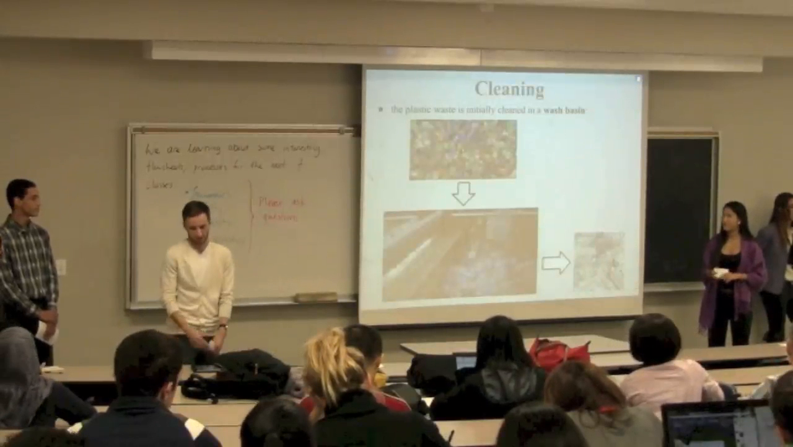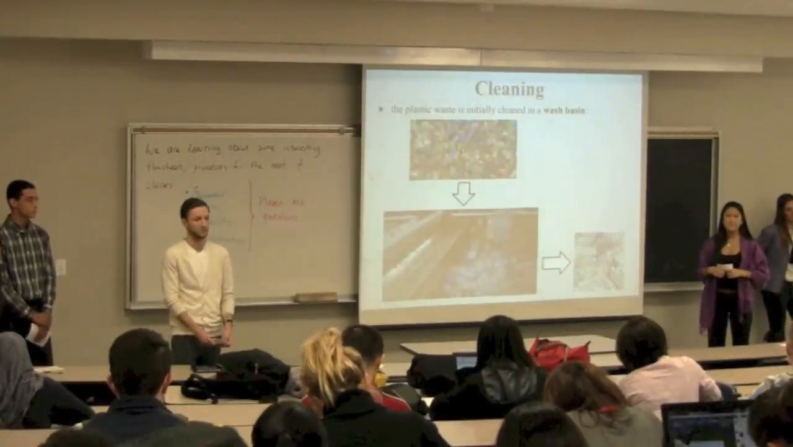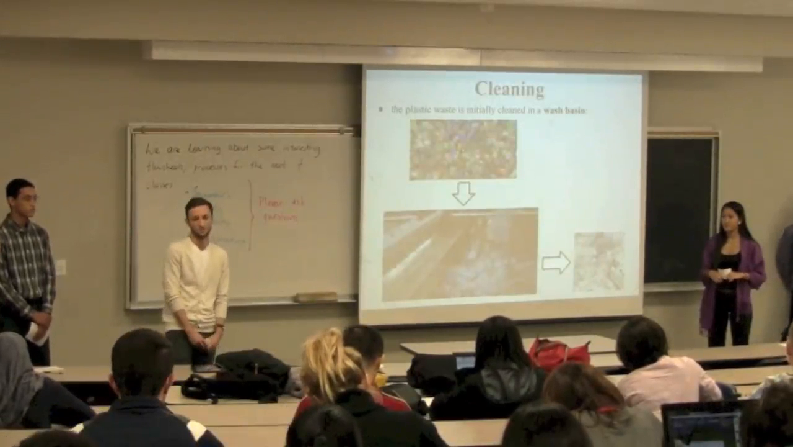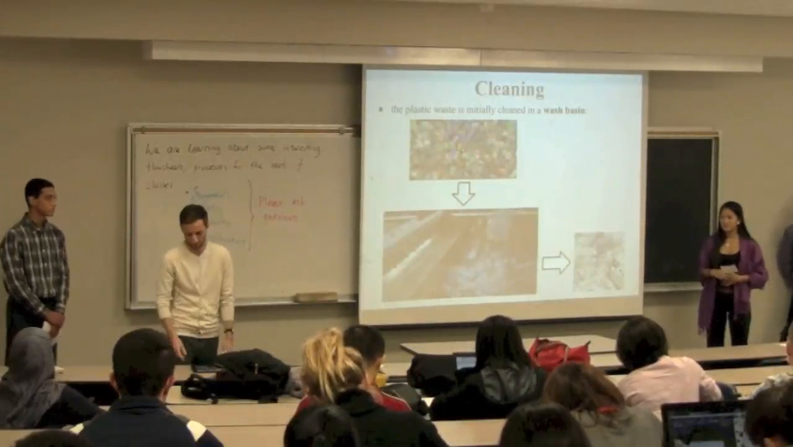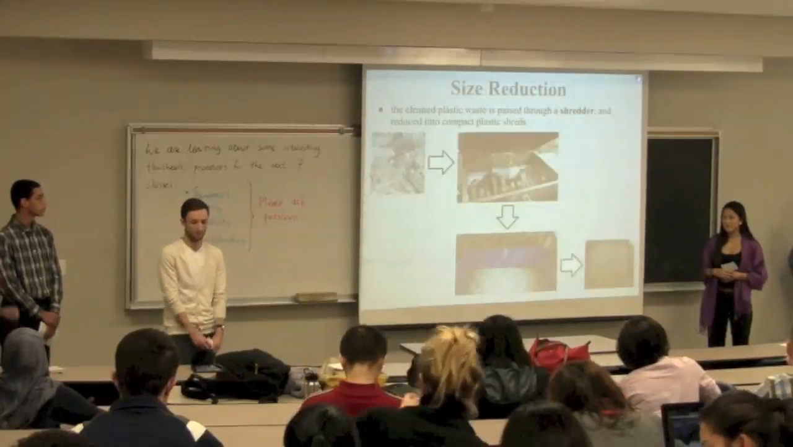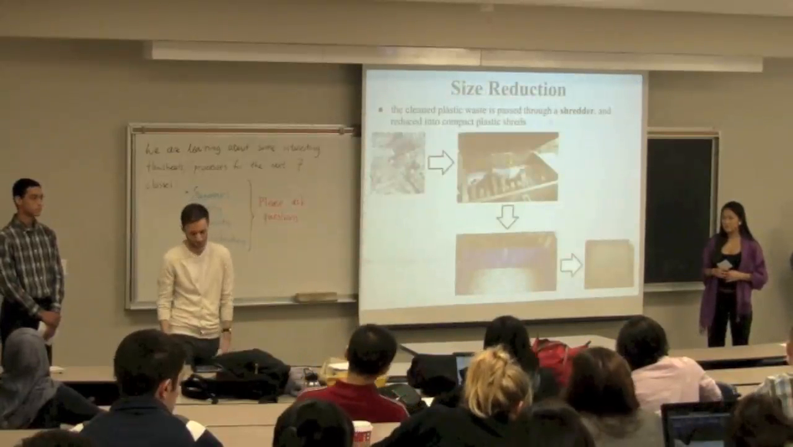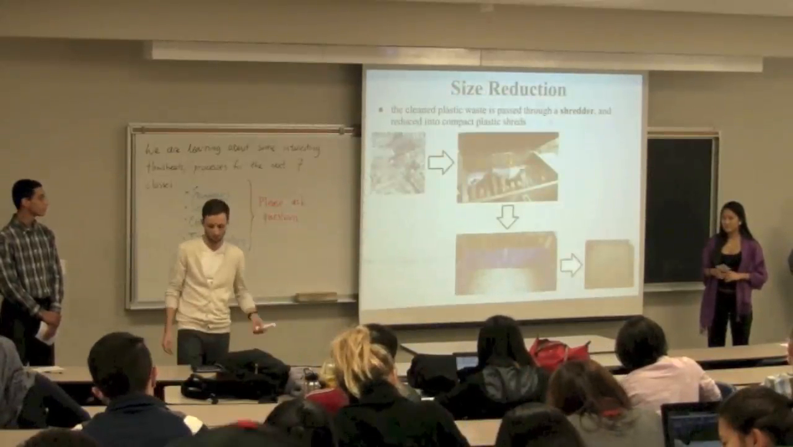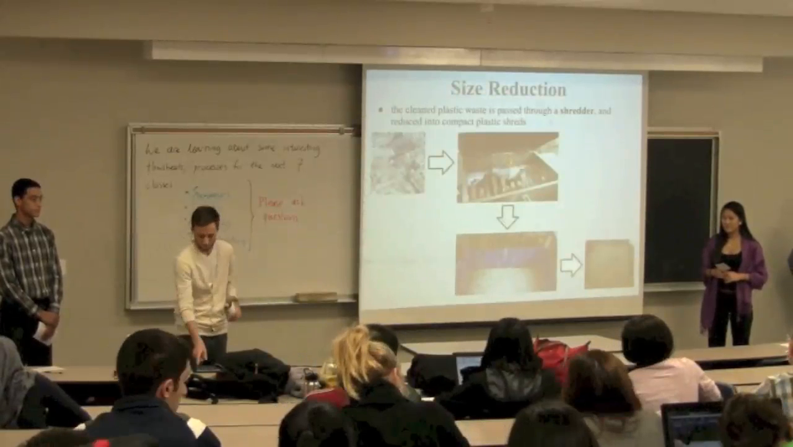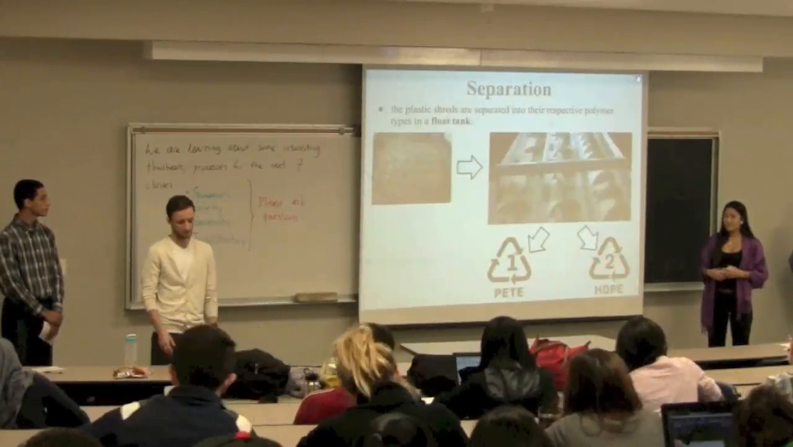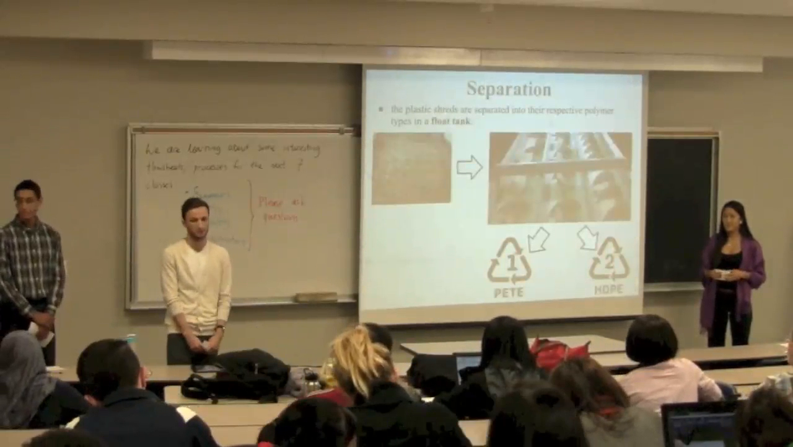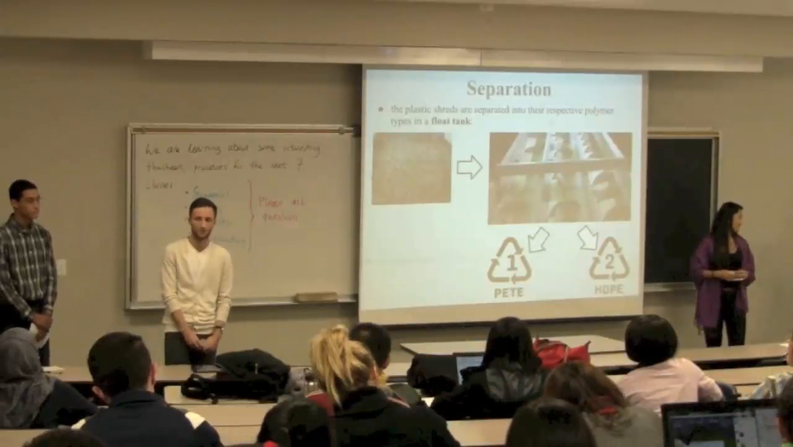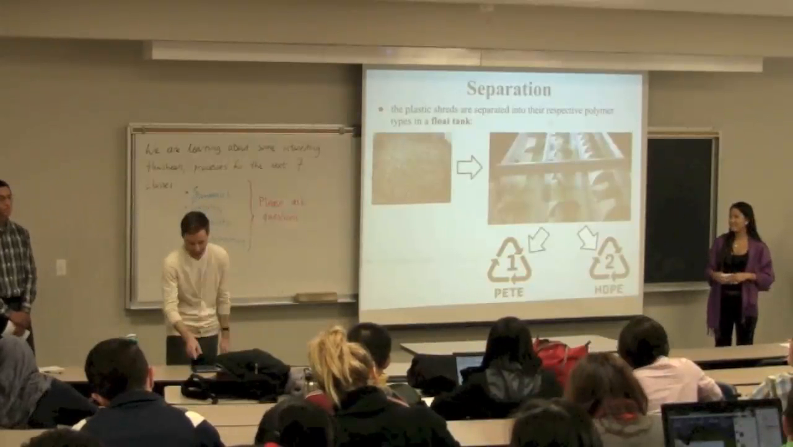The first stage is the cleaning of the plastic, which is done within a wash basin. This removes impurities and contaminants, which is important to get a high yield of plastic in the process. Following this, there's a size reduction stage, which is done through a shredder. This reduces the plastic into a shred form. After this, the plastic shreds are separated based on their respective polymer types. This is done within a float tank, and it is achieved through the differences in density of the polymers.